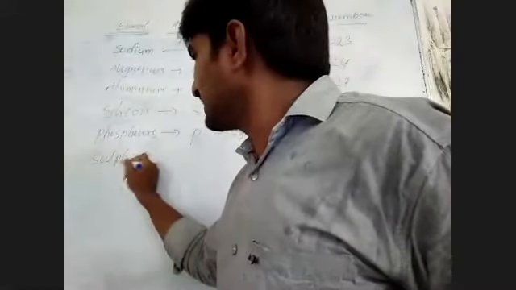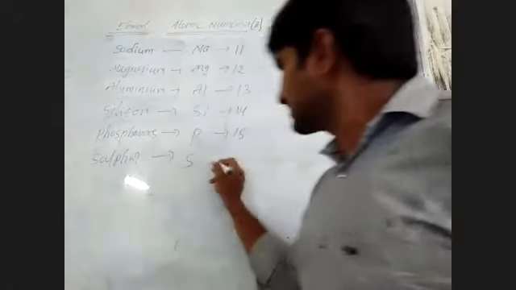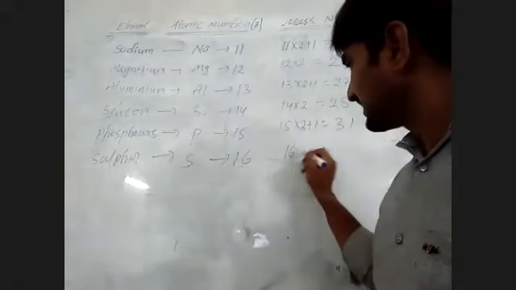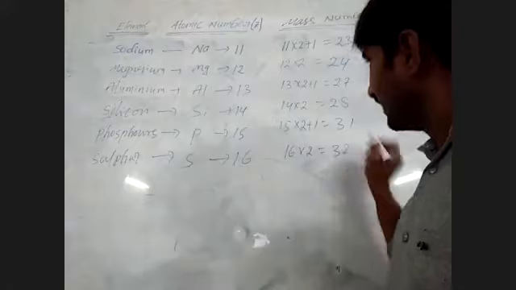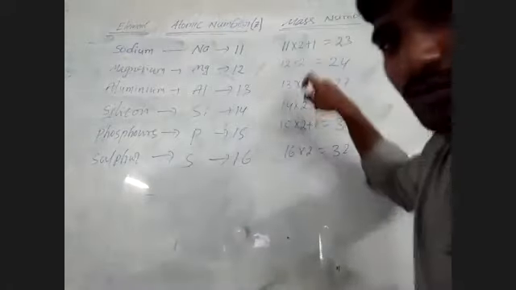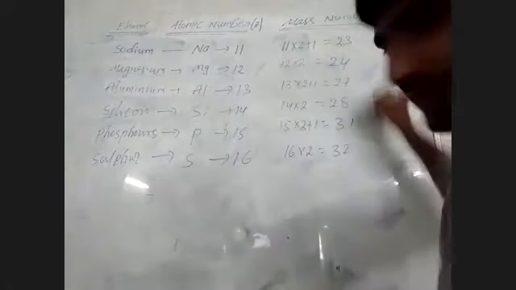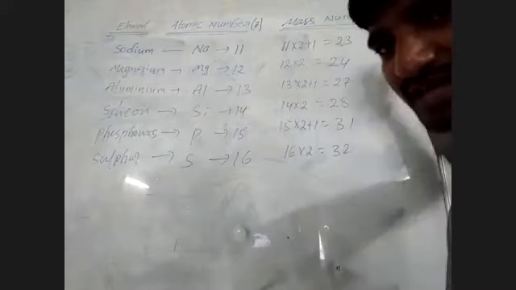Please understand. Sulfur. What is the symbol of sulfur? Sulfur is S. So this is 16. 16 twos are 32. No need for remembering. Only remember these values only. Competitive exams ask these values only.